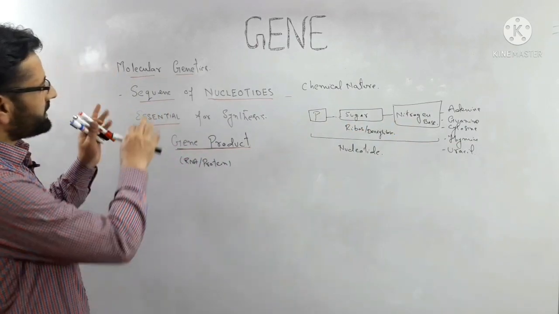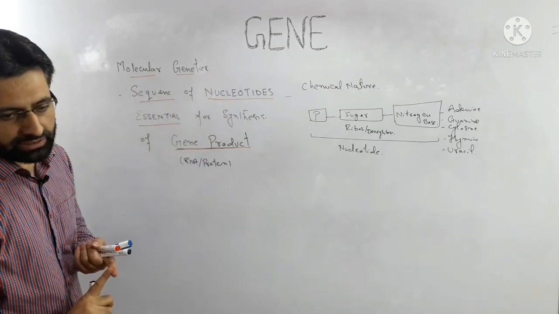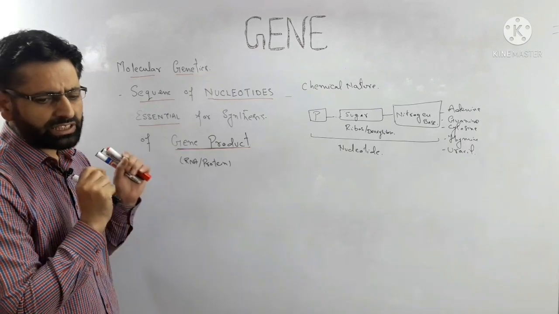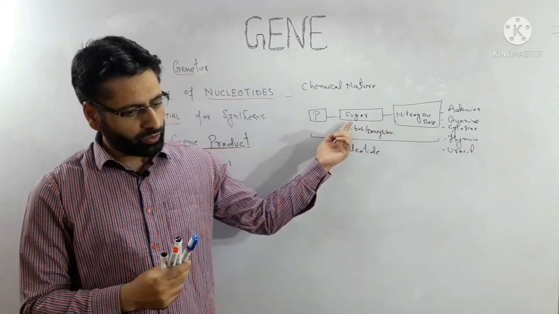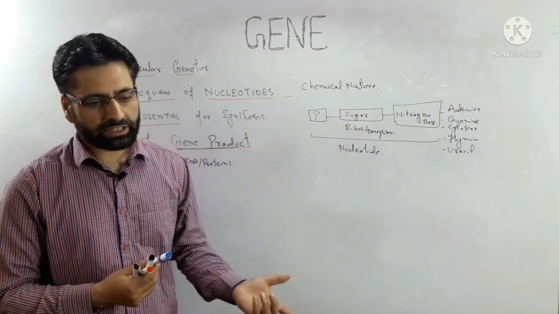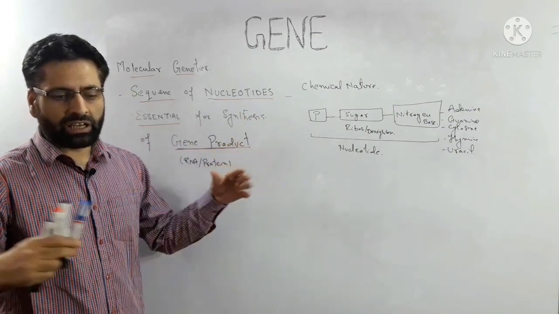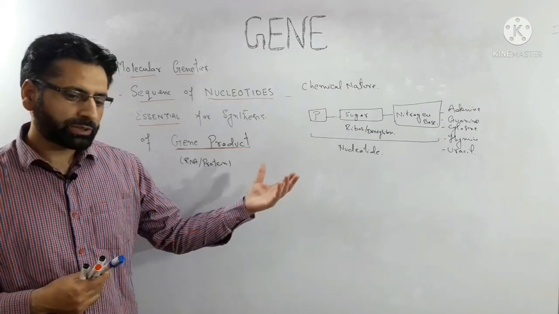And here we are saying that the gene is a sequence of nucleotides. That is, the gene is basically composed of nucleotides. One nucleotide molecule gets linked with another molecule of nucleotide through a phosphodiester bond, and in this way these nucleotides form a chain, which is called a nucleic acid. And we have two types of nucleic acid.